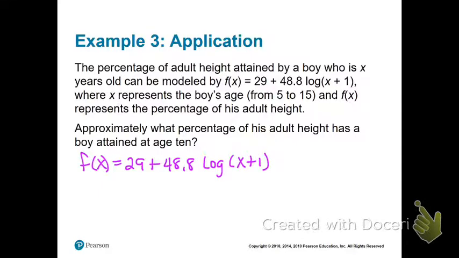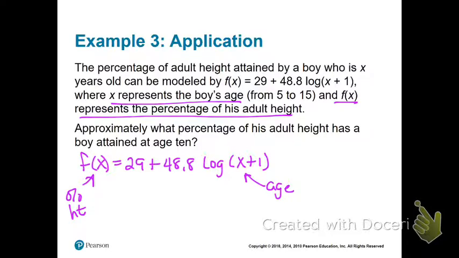Alright, make sure you know what your variables are. This is f of x. F of x represents the percentage of the adult height, so I'm just going to label it percentage height. X represents the boy's age. Now, read the question. Approximately what percentage, so we're after f of x, it's age 10. So we're going to let our x be 10.